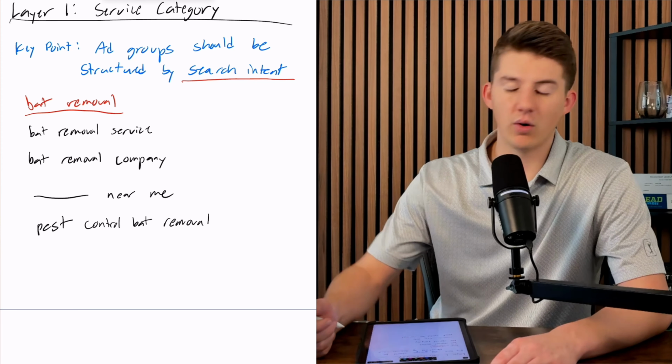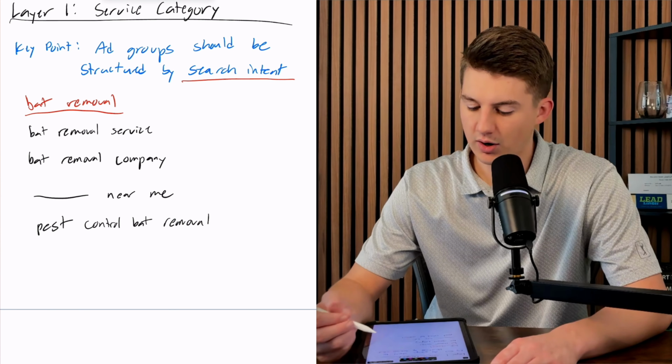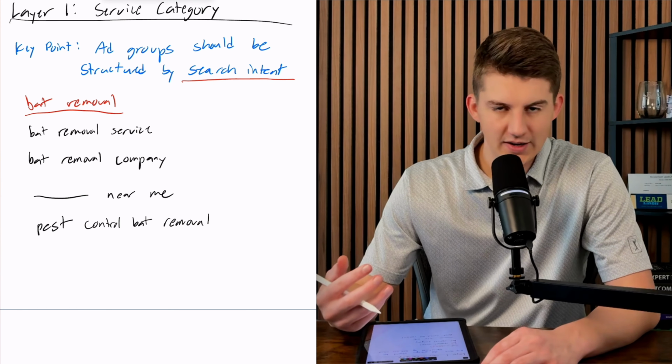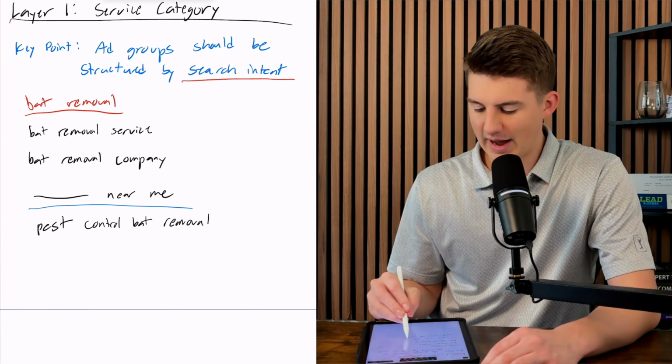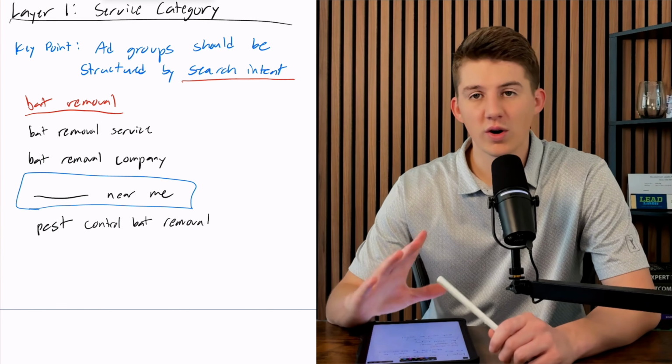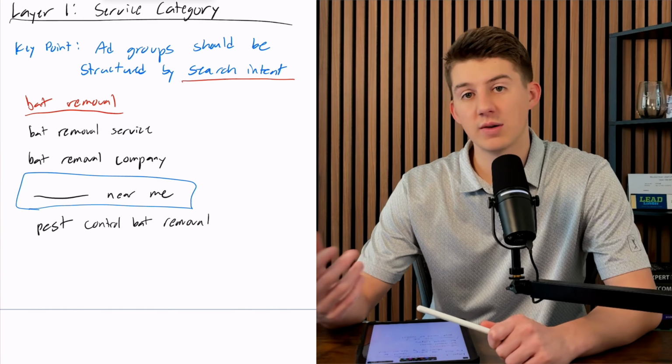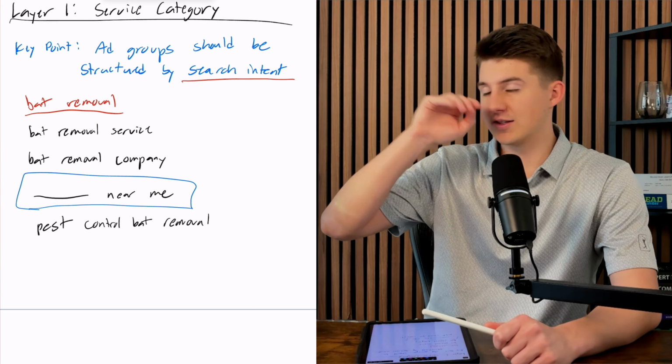Now, a point of contention I see a lot of the time too on ad groups is geo-based ad groups. And by geo, I mean geography or location-based. So specifically this bat removal near me one here, this is where things can get a little wishy-washy, where some people will recommend doing specific city-based ones.